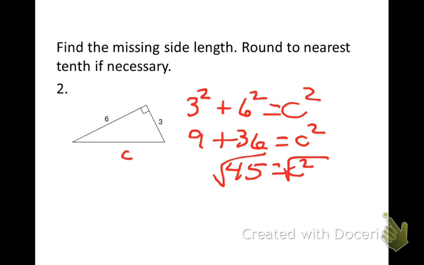And again, when you use your calculator to do this, it does say to round to the nearest tenth. So when we take the square root of 45 and round it, we're going to get 6.7 equals C. And there aren't any units on this, so we wouldn't have to label it. But if you are given units, please label.